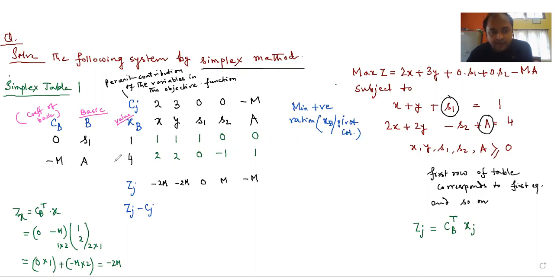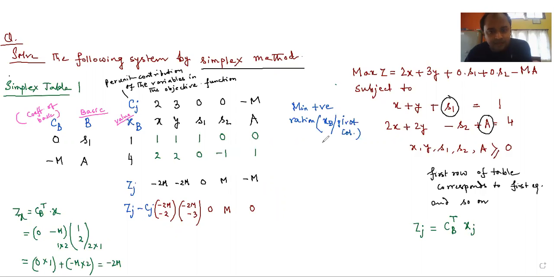Okay. Now zj minus cj is straightforward. What I need to do is, from each of the values of zj, the corresponding value of cj will be subtracted. So we are going to write it over here. For the first case, zj minus cj will be minus 2M minus 2. Second case, zj minus cj will be minus 2M minus 3. Third one will be 0 minus 0. Fourth one will be capital M minus 0. Last one will be minus M plus M, that is 0. So we have calculated all the things from here.